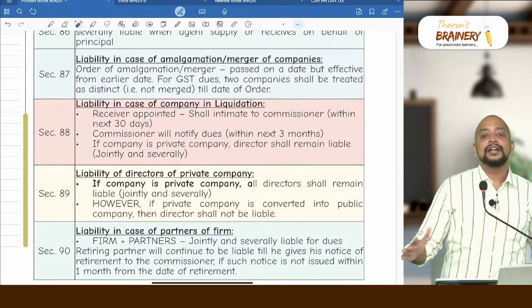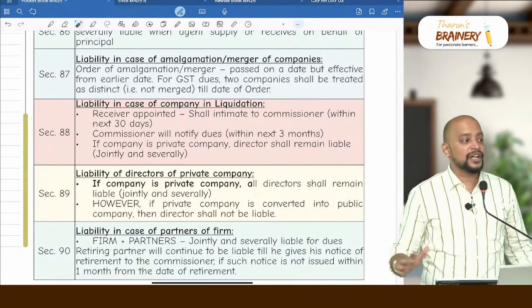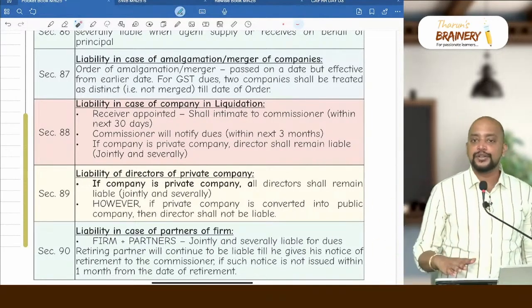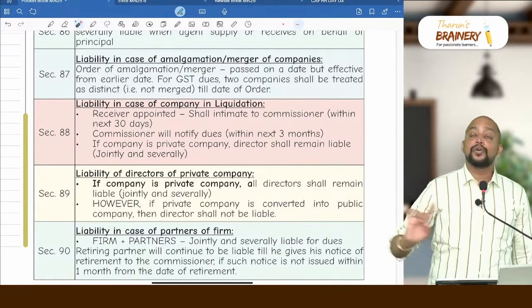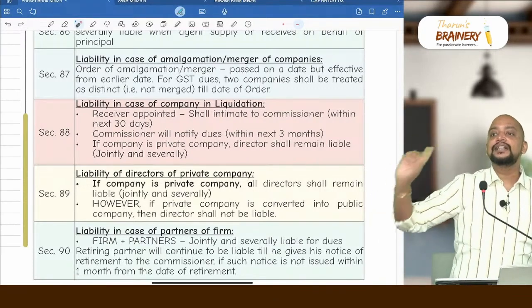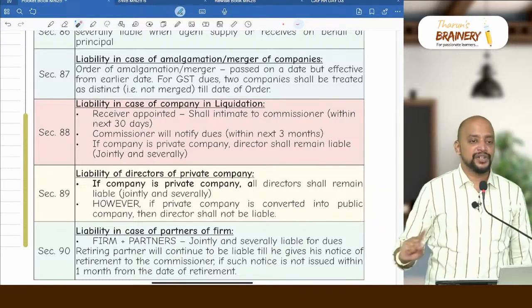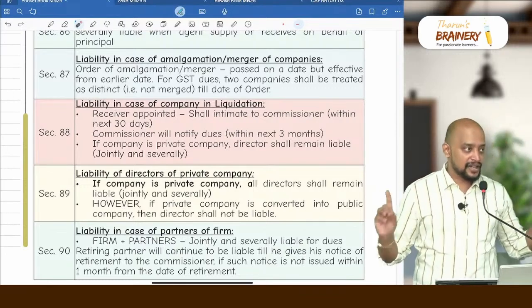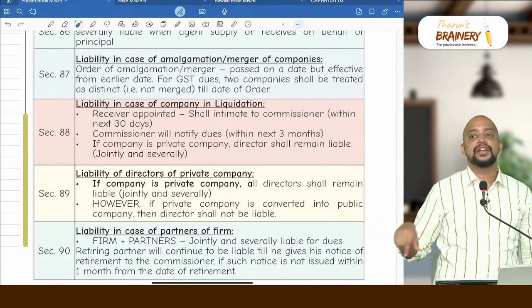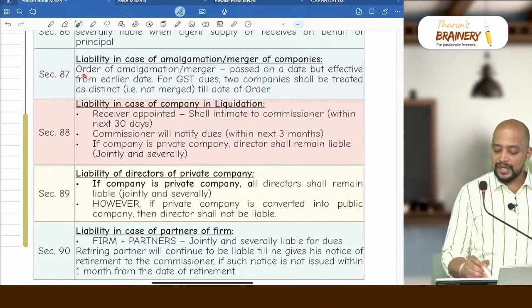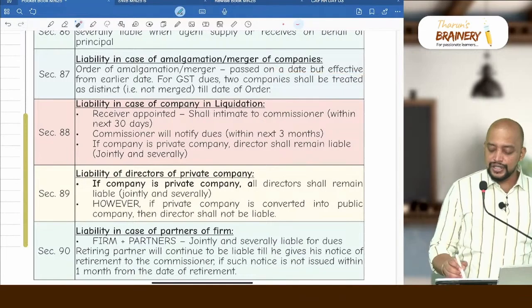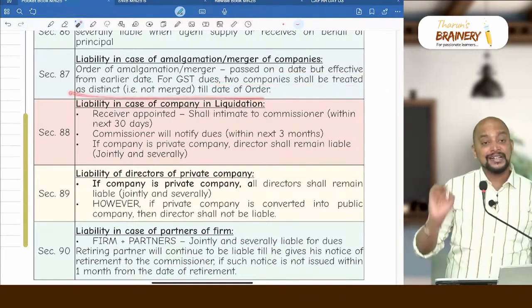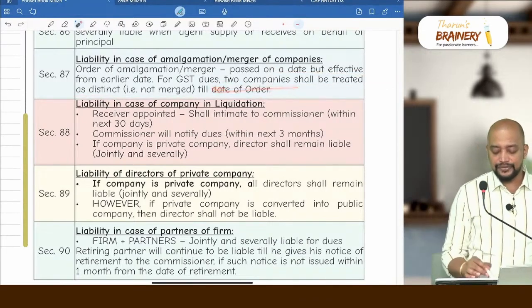Till that order date, they are treated as two separate entities only, even though in principle they got shareholders' approval and prima facie they started making transfers between them. But only when the court order comes; till that day they are not treated as a merged entity. They are treated as two separate entities only, and transactions between them attract GST. So the order of amalgamation or merger is passed on a date, but effective from an earlier date. For GST dues, the two companies shall be treated as distinct, not merged, till the date of the order.